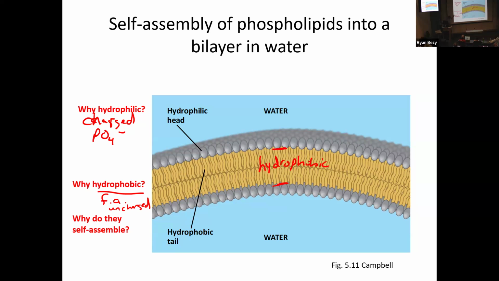If you mix thousands of these phospholipids into water, they always self-assemble into this structure because of the way they interact with water. And this ends up being the most stable arrangement as well.